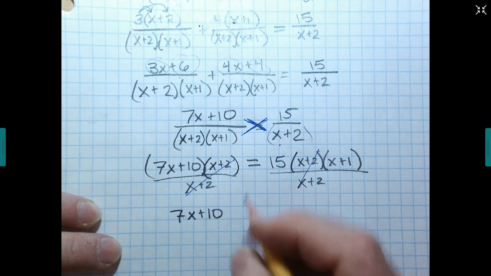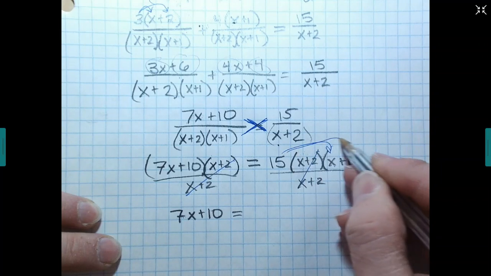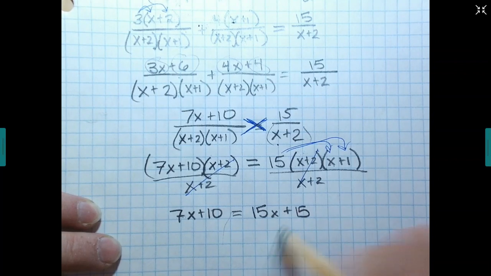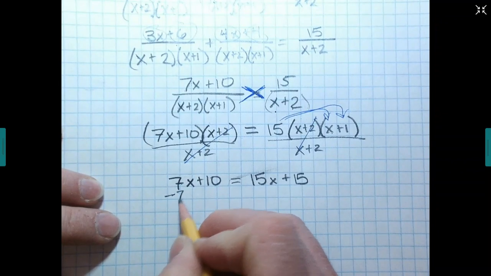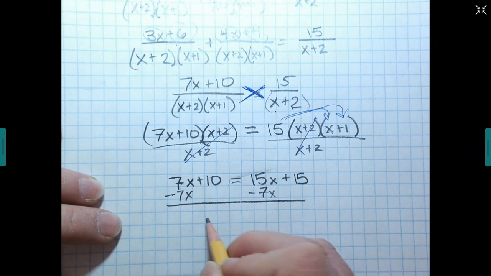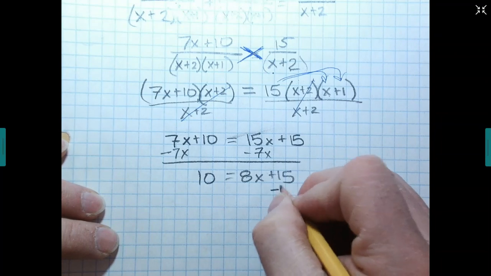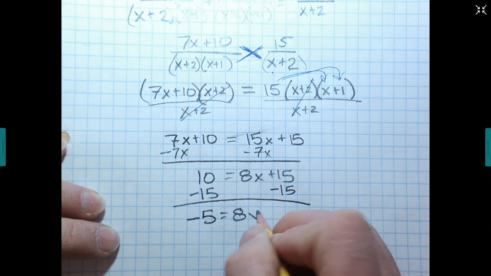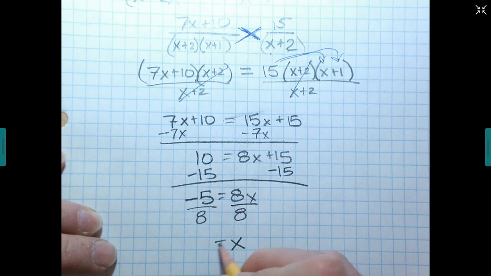7x plus 10 equals, and then I have 15 times x plus 1, so I distribute the 15 to the x and the 15 to the 1, so I get 15x plus 15. Now, let's solve it. Minus 7x. So 10 equals 8x plus 15. Minus 15. Negative 5 equals 8x. Divided by 8. So x equals negative 5/8.